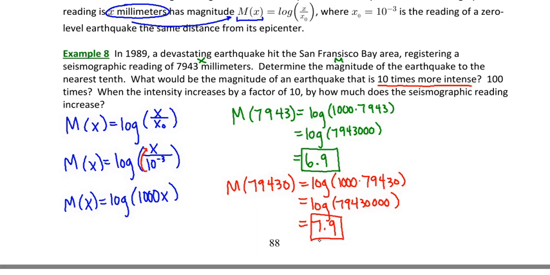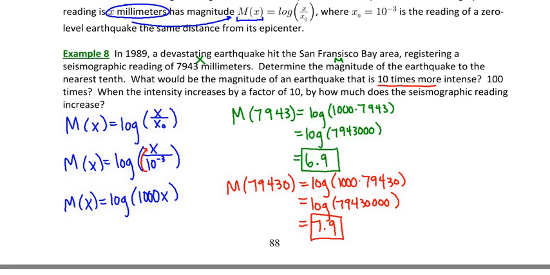So to our ear, it doesn't sound like much difference. Well, it's only 1 point of difference. But if you're actually experiencing the earthquake, a 7.9 magnitude earthquake is 10 times more intense than a 6.9 earthquake.